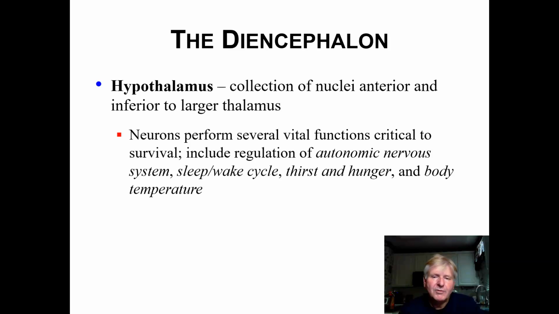The hypothalamus is a collection of nuclei anterior and inferior to the larger thalamus. Those neurons are very important for several vital functions critical to survival, which include regulation of your autonomic nervous system, your sleep-wake cycle, your biological rhythms, your thirst, hunger, and sexual drives, and your body temperature regulation.